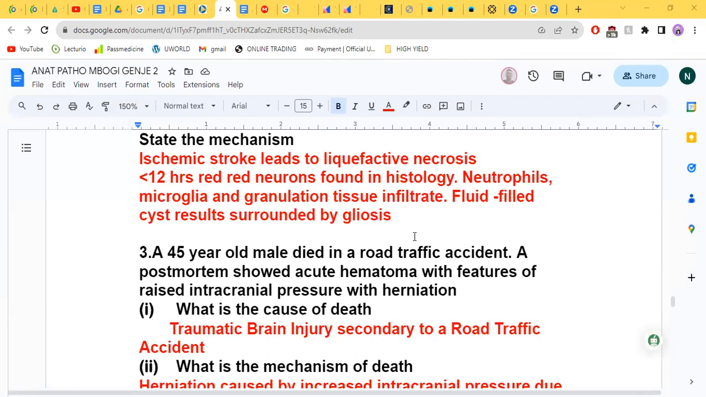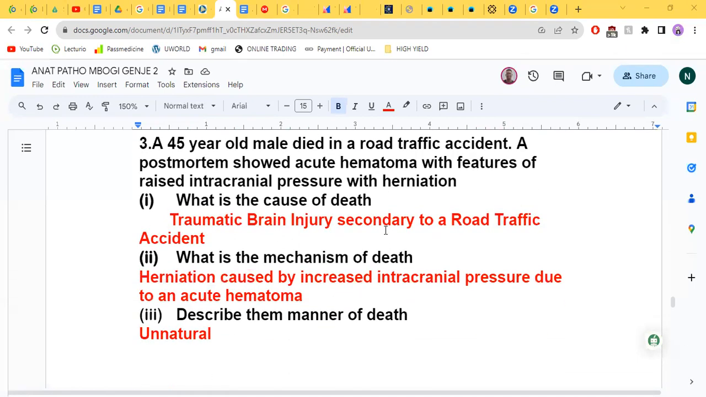Maybe I'll explain this. What is the mechanism of death? Let's read this, then I try to explain. The mechanism of death is herniation caused by intracranial pressure due to an acute hematoma. So these things sort of happen sequentially. So this person was okay. Maybe they had an accident a few minutes ago. So before a few minutes ago, this person was okay.